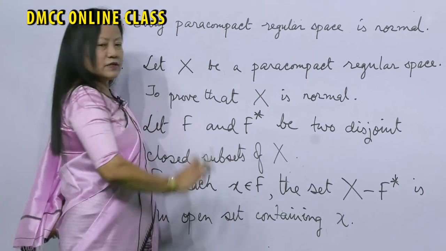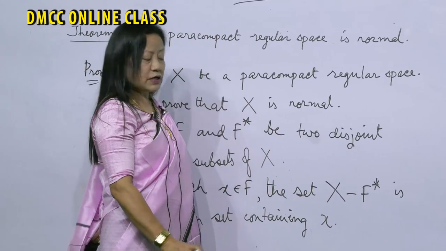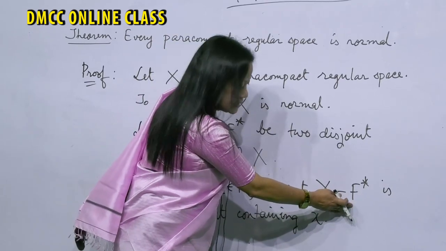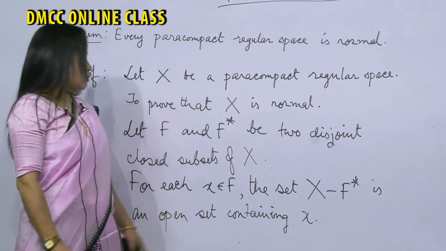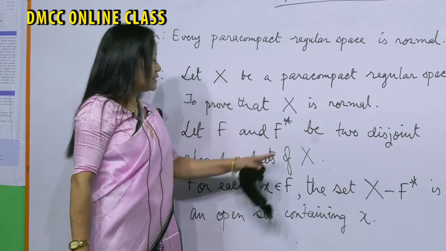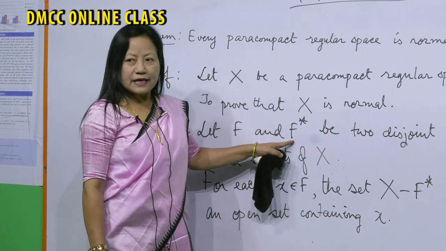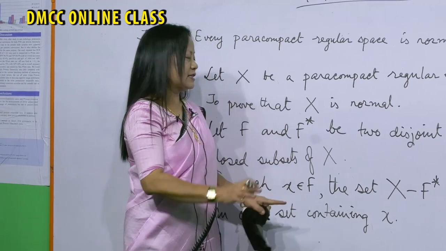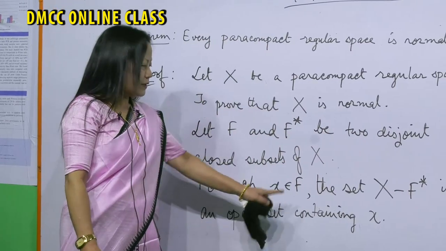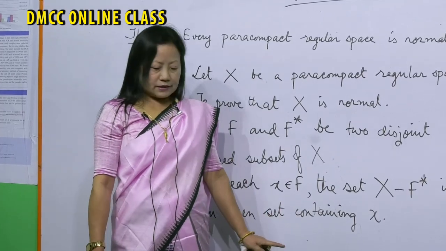We know that F is a closed set. F star is also a closed set. Since the complement of a closed set is an open set, therefore X minus F star, which is the complement of the closed set F star, is an open set. Also, we know that x belongs to F, and F and F star are disjoint. That means they have no element in common. So x belongs to F means x does not belong to F star. Since x does not belong to F star, x belongs to the complement of F star, which is nothing but X minus F star. So we can say that the set X minus F star is an open set containing the point x. Okay.